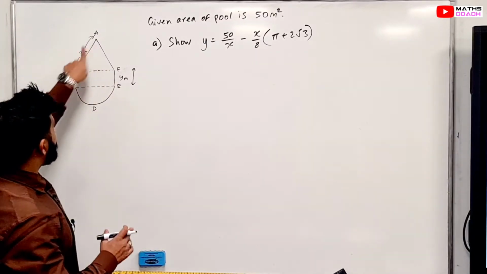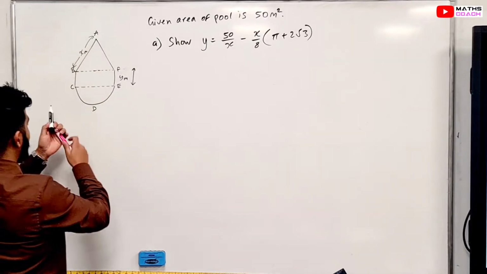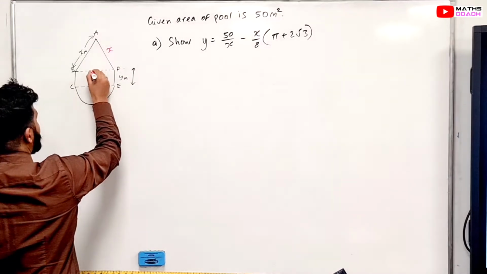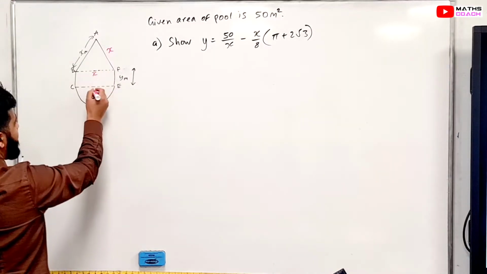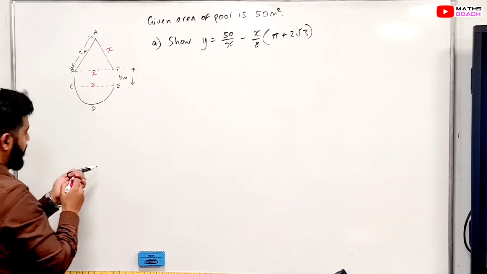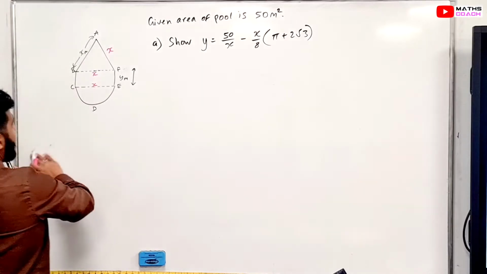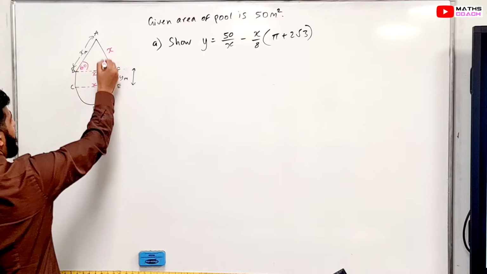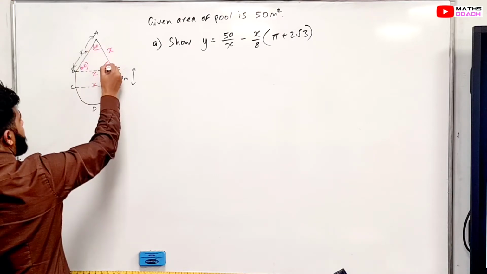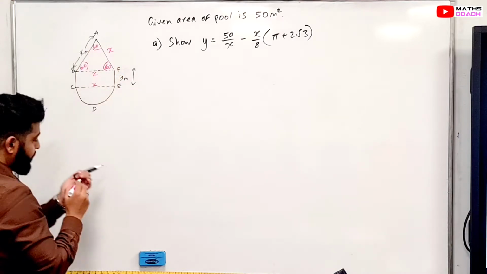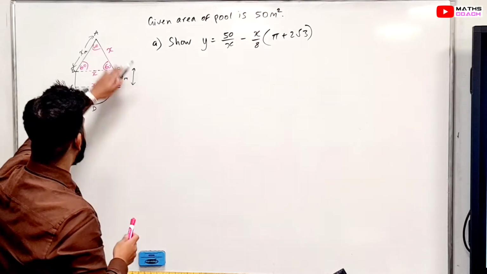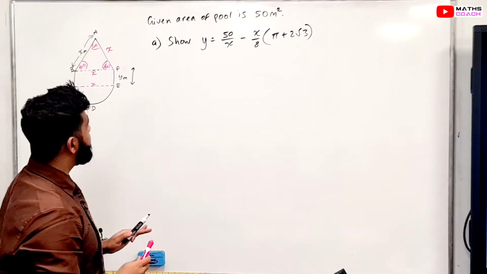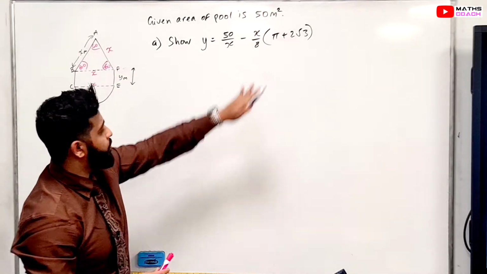We have an equilateral triangle here. So because it's equilateral, I will label this x and here x as well. And therefore, if this is x, that's also x as well. Now, what do we know about the angles of an equilateral triangle? We know that they are 60. So all of these are 60 degrees, okay? So what does it want us to do? It says that the area of this pool is 50 meters squared. Show that y is equal to this.